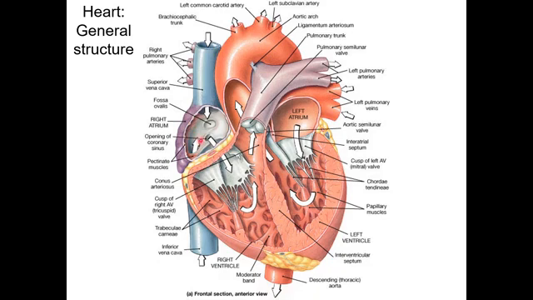To ensure that blood flow always goes in one direction, the openings between the atria and the ventricles, and between the ventricles and the arteries, are guarded by valves. So we have the atrioventricular valves, the valves between the atria and the ventricles on the right and on the left. On the right side, the valve is called the tricuspid valve, with three cusps. On the left side, we have the bicuspid valve, with two cusps.